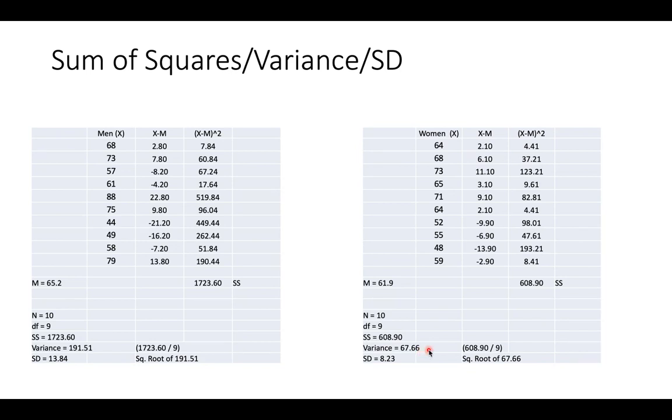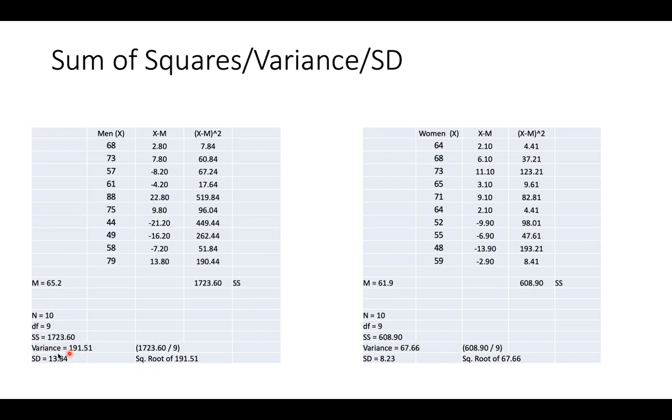So once you have the variance, that's actually all you need for calculating your t-test. We could move forward from here and be fine with getting our calculated t. But because we're here, we might as well go ahead and calculate a standard deviation for each sample, because that's what we need to report in the APA style conclusion. We need to report the descriptive statistic standard deviation for each sample. Standard deviation is just the square root of a variance, and we get 8.23 for women and 13.84 for men.